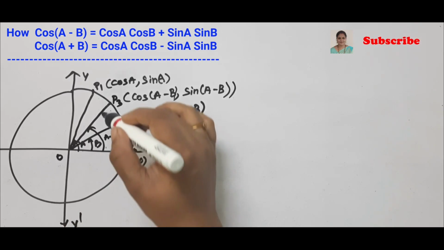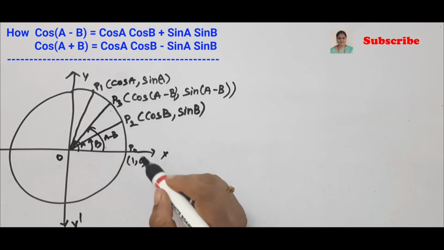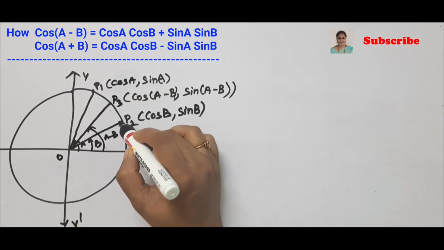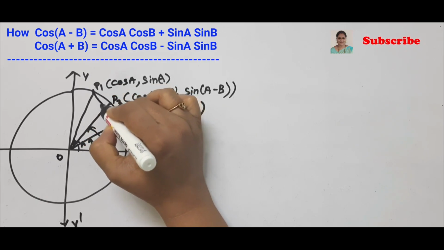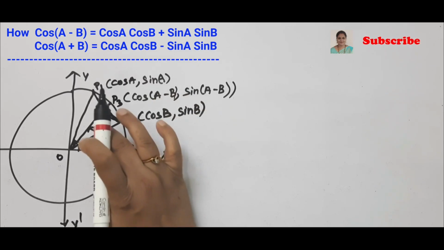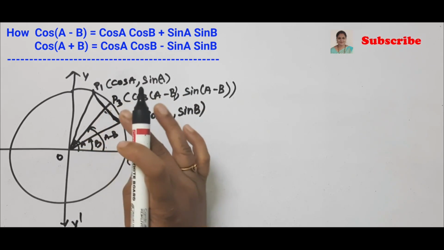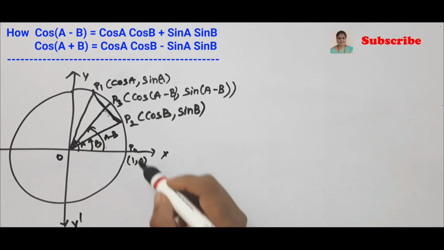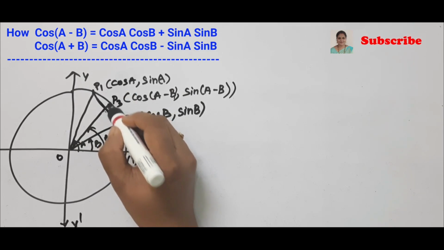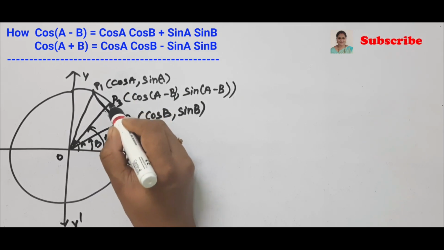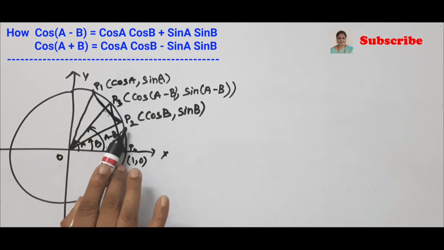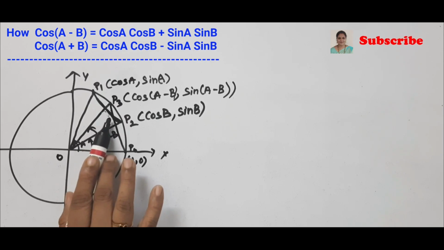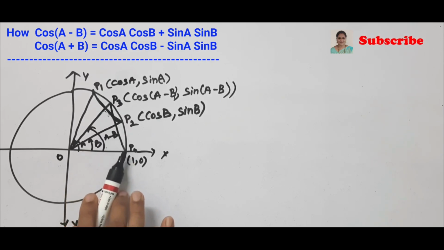Now, draw a line segment from P2 to P1. From P2 to P1, draw a line segment. Similarly, draw a line segment from P3 to P0. From here to here. P1 to P2, I have drawn one line segment. P3 to P0, I have drawn a line segment.